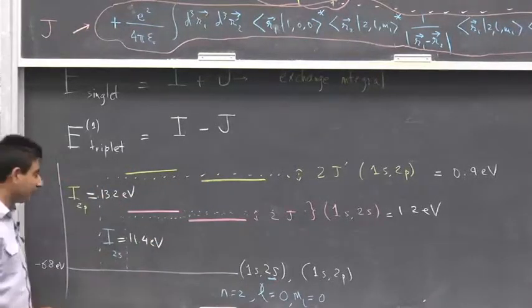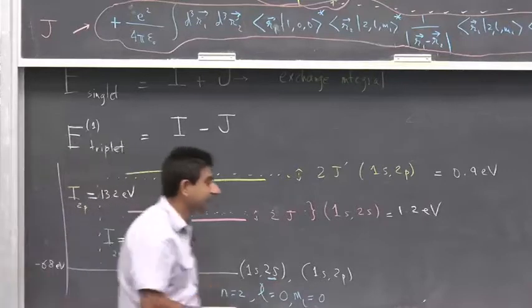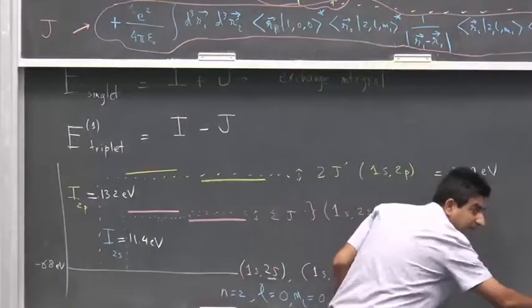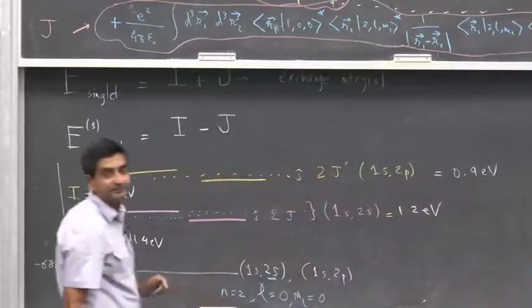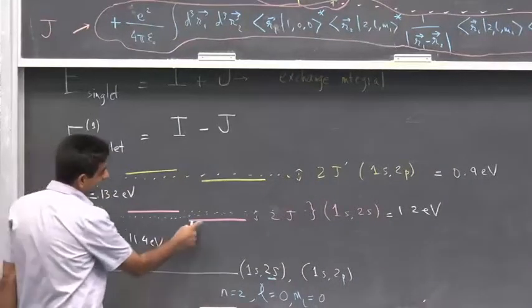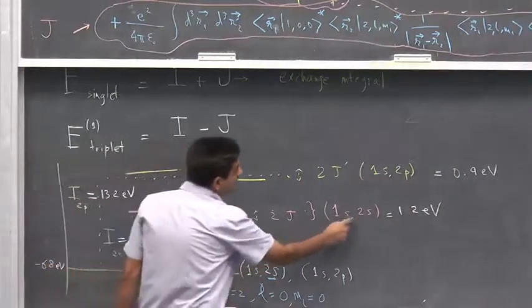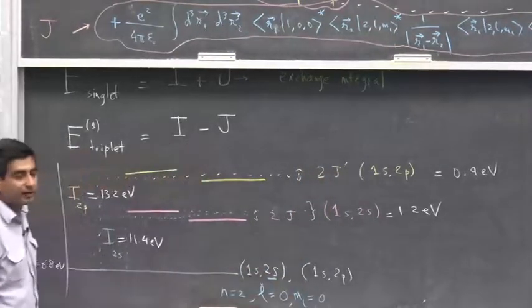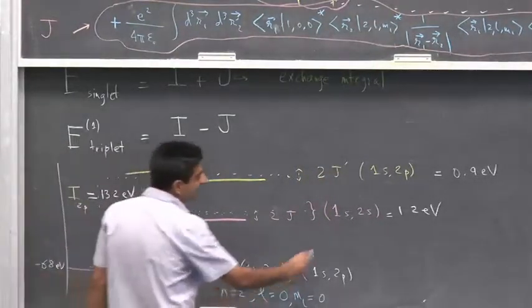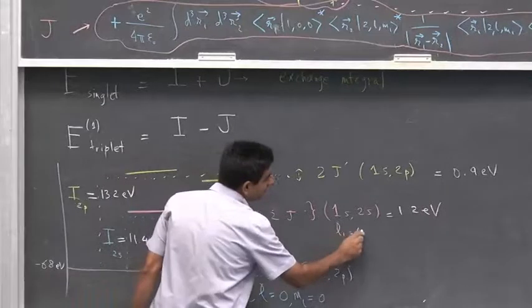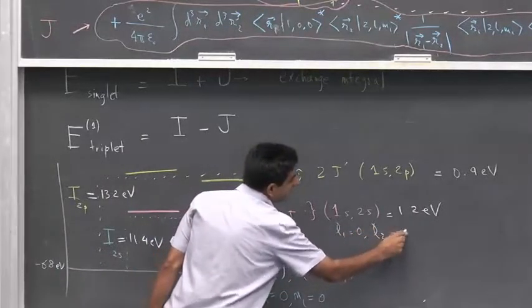Now, because this is something really important for this class, we want to write the term symbols for these states. Let's look at this. This is 1s 2s. Okay? So the two electrons, L1 is 0, L2 is 0.